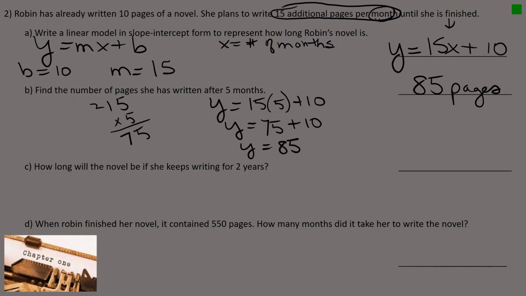How long will the novel be if she keeps writing for 2 years? Now, this is almost a trick question. They ask us about years, but all these other things we're talking about are months. So I've got to change my years to months. So here, my x is going to be 2 years, which is 24 months. So I'm going to take out the x and put in a 24. All right, so 15 times 24.